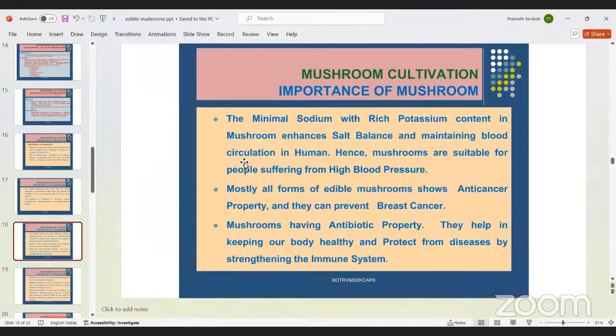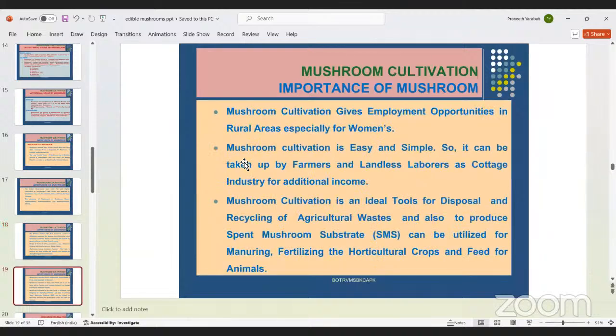Due to the presence of sodium and potassium, it is suitable for people suffering from high blood pressure. Edible mushrooms mainly have anti-cancer properties and help prevent breast cancer. They also have antibiotic properties and help boost immunity. So mushroom cultivation gives an employment opportunity.